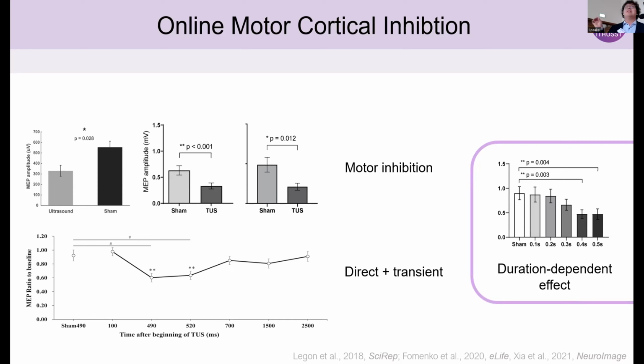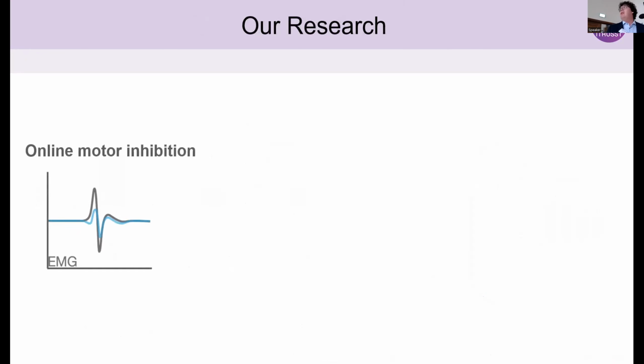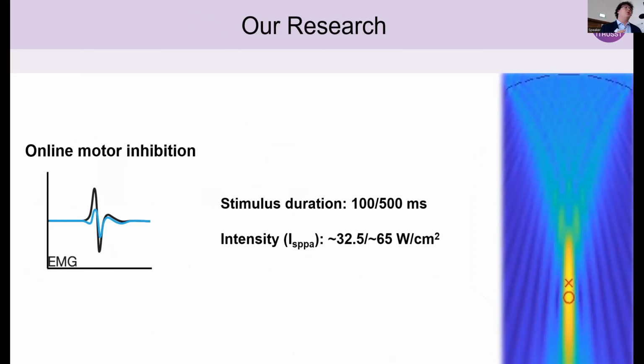And what they observed here is a stimulus duration dependent effect of TUS, where only longer stimulus durations of 400 milliseconds or longer could significantly attenuate MEP amplitude. So, in our own lab, we set out to do a bit of a replication and an expansion on this work to kind of jumpstart TUS in our own lab.